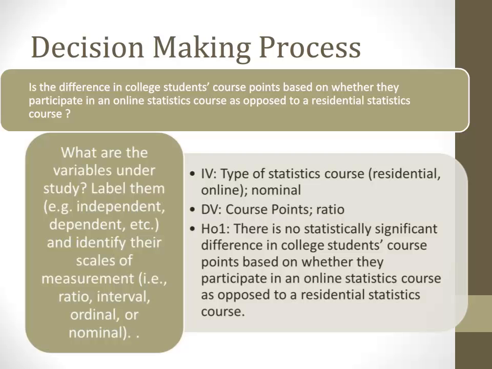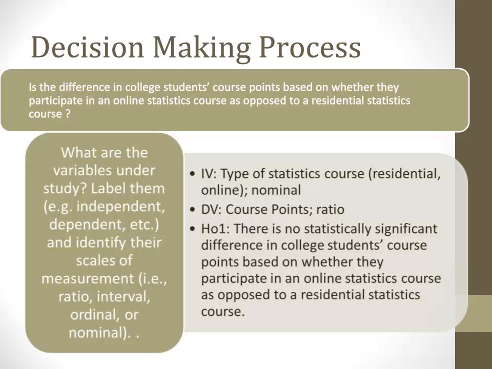Now, if we remember back to the hypothesis tutorial, we remember if we have one independent variable and one dependent variable, we only need one null hypothesis to test. So the null hypothesis here is that there is no statistically significant difference in college students' course points based on whether they participate in either an online statistics course or a residential statistics course. So we've answered the first question.